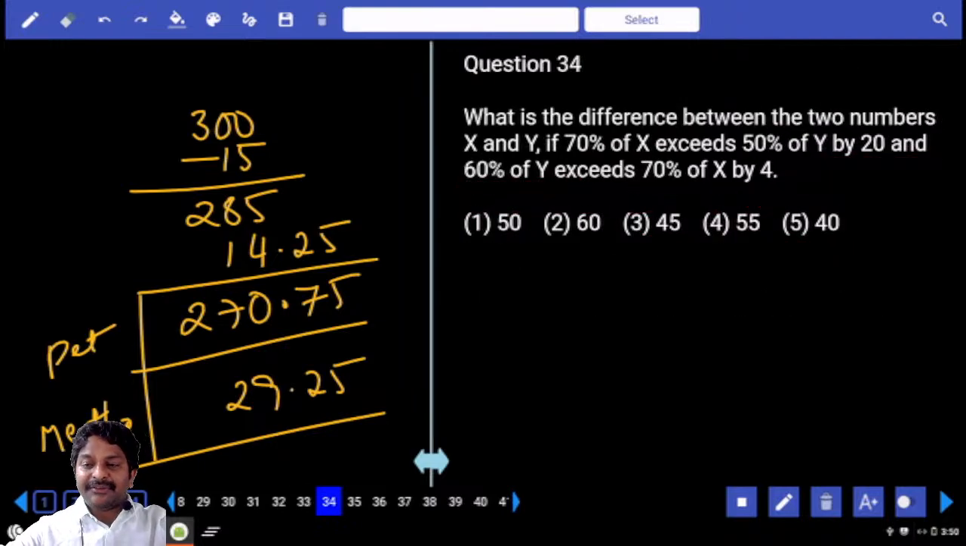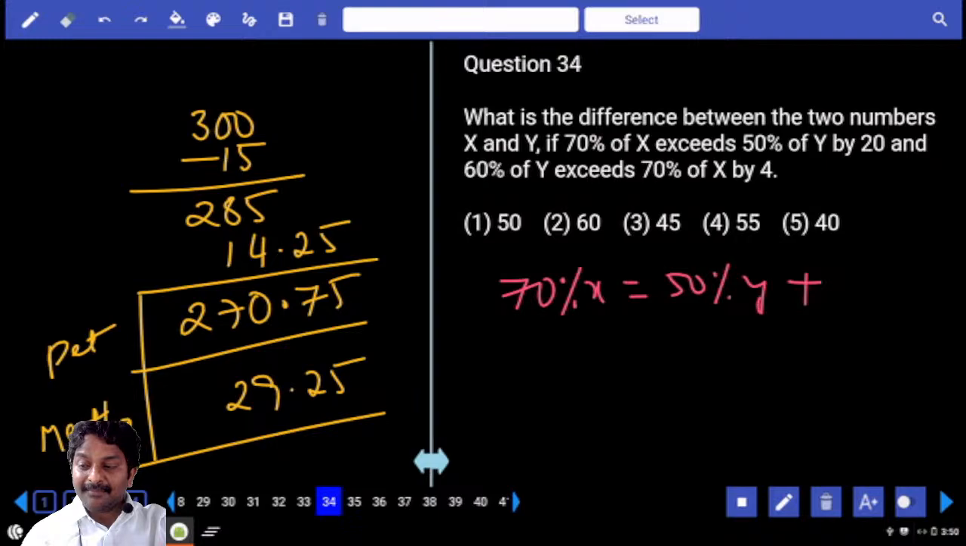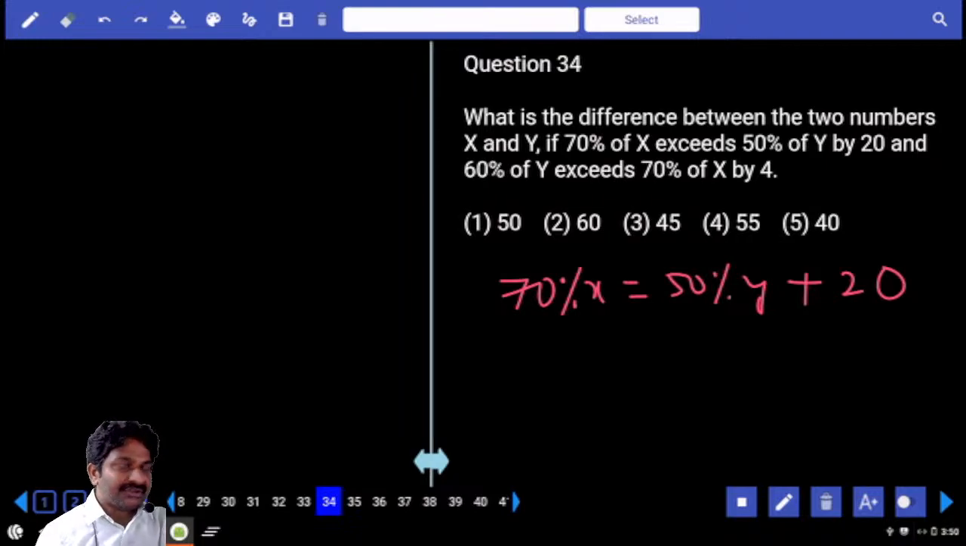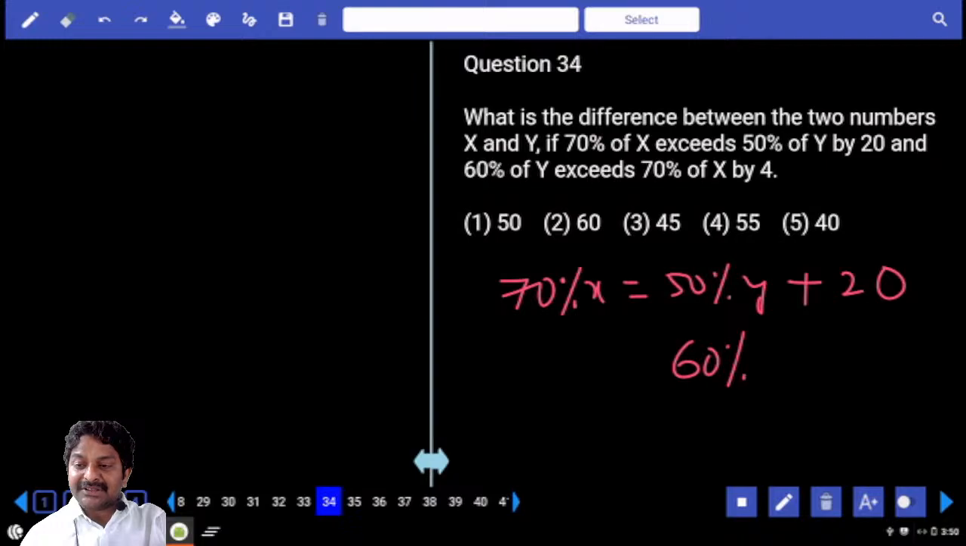What is the difference between two numbers x and y? That's the question. 70% of x exceeds 50% of y by 20. Whatever information is given, convert it into equation format. And then 60% of y. Since order is important to me, I am writing x and y on the side where they are.